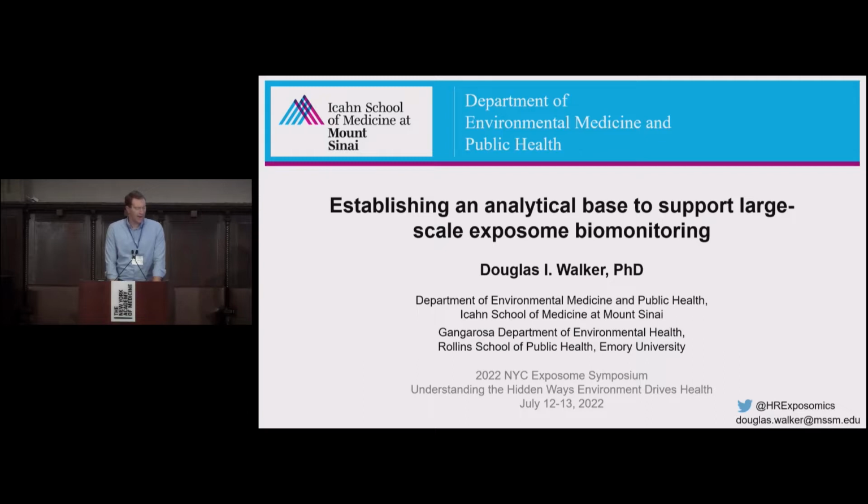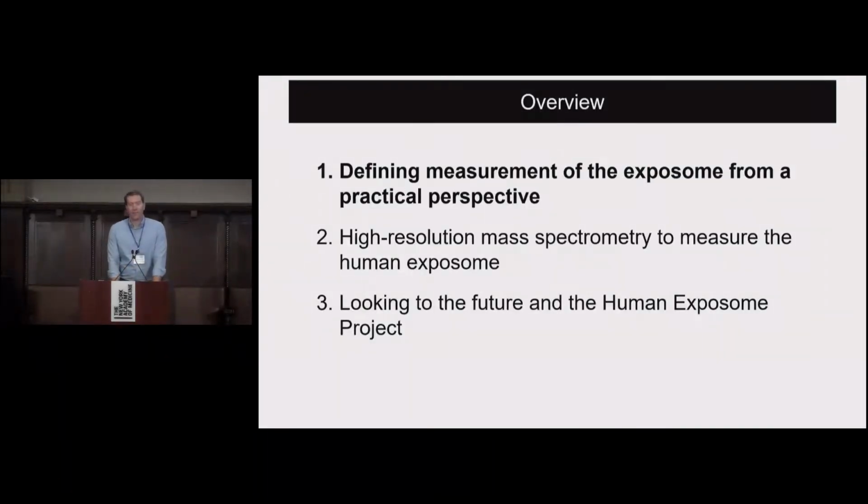And I'm an engineer in training, and much like a structural engineer would take a blueprint from an architect and make a building that doesn't fall down, I like to spend a lot of my time and research effort thinking about building a technological basis or foundation that will allow us to pursue the human exposome, or measuring the human exposome. So in my presentation, I'm going to cover three topics.